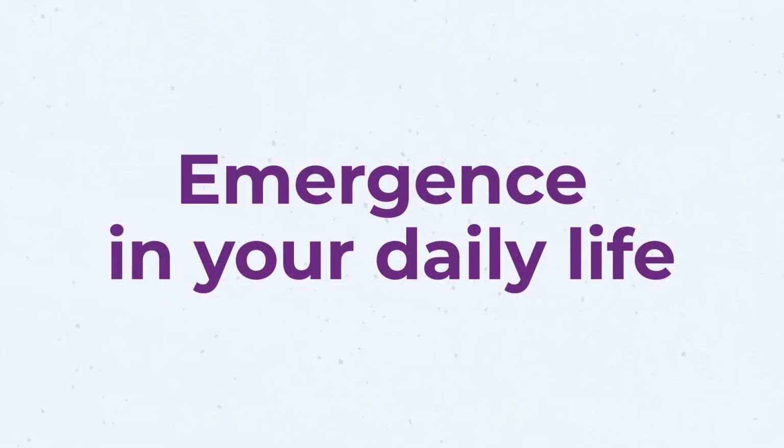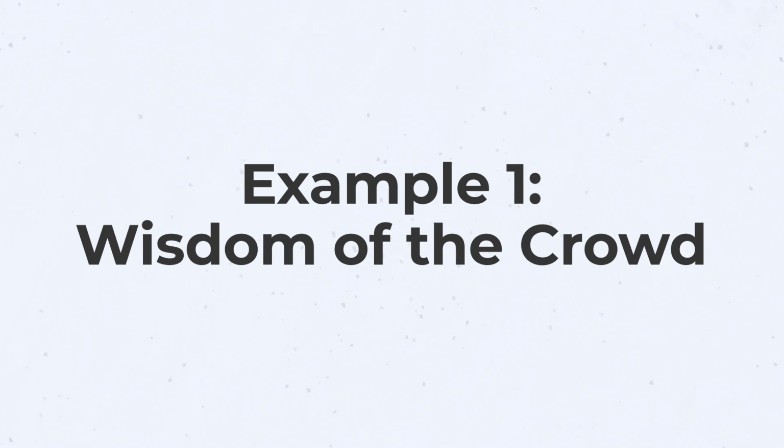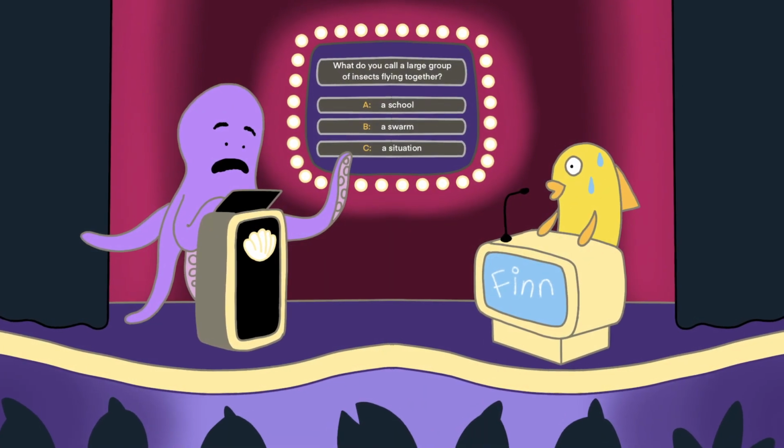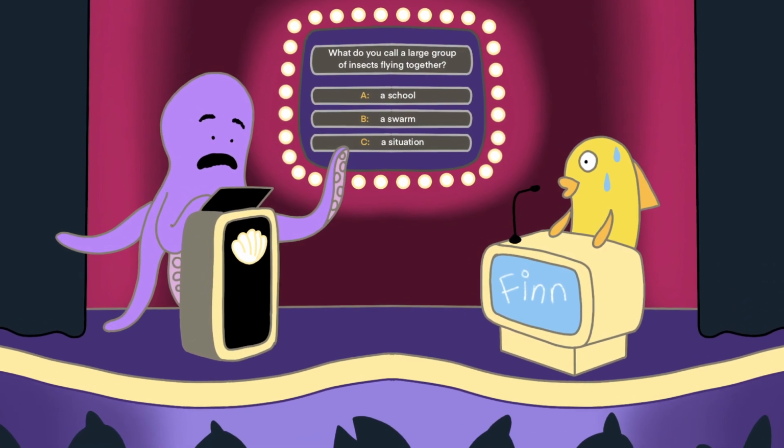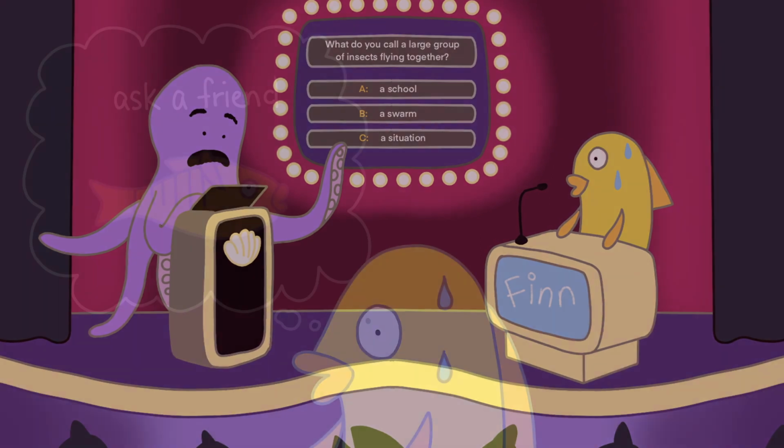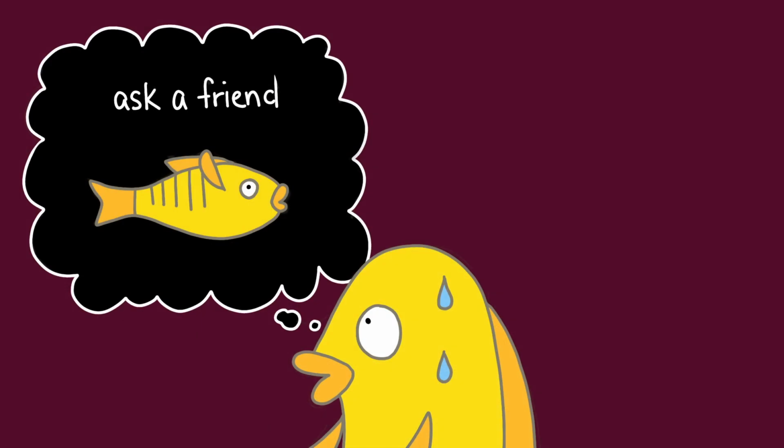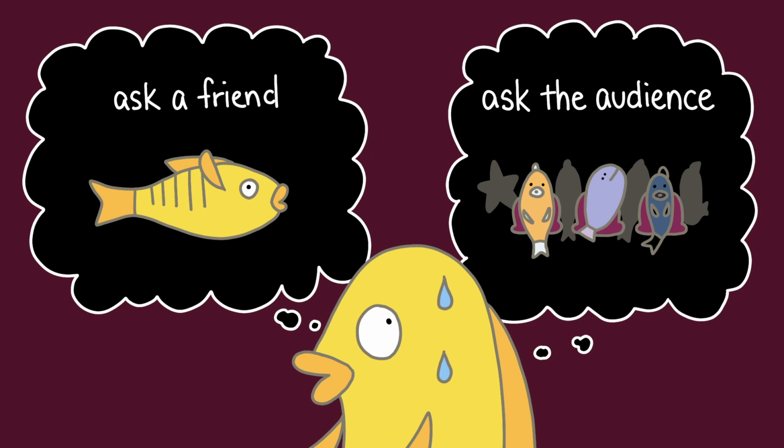And it turns out that emergence is all around us. Here are some ways that you might see emergence in your daily life. All right, imagine you're a game show contestant. You're 1 question away from winning $1 million and you still have 2 lifelines. You can either ask a friend or ask the audience. Which do you choose?